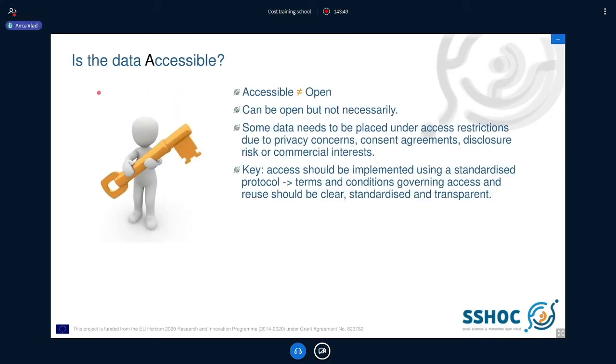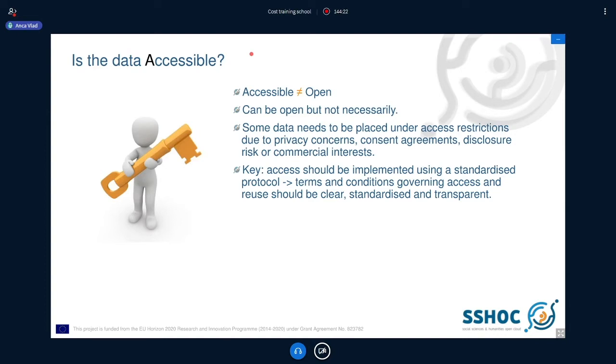Okay, moving on to accessibility. What do we think about when we think whether the data is accessible, whether our data satisfies this FAIR principle? So, of course, accessible doesn't mean open. The data can be open, but not necessarily. And we will have a look at this further down in the data management section, and the difference between anonymized data and pseudonymized data.